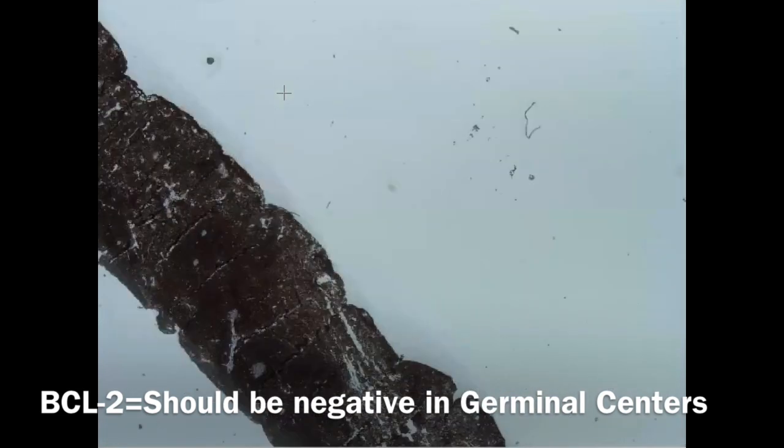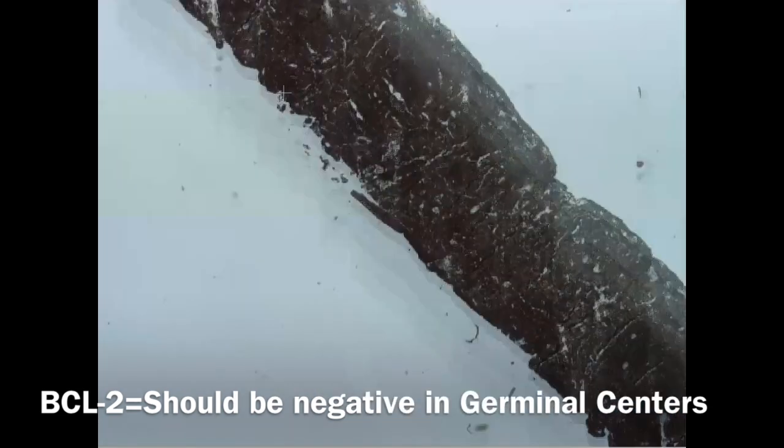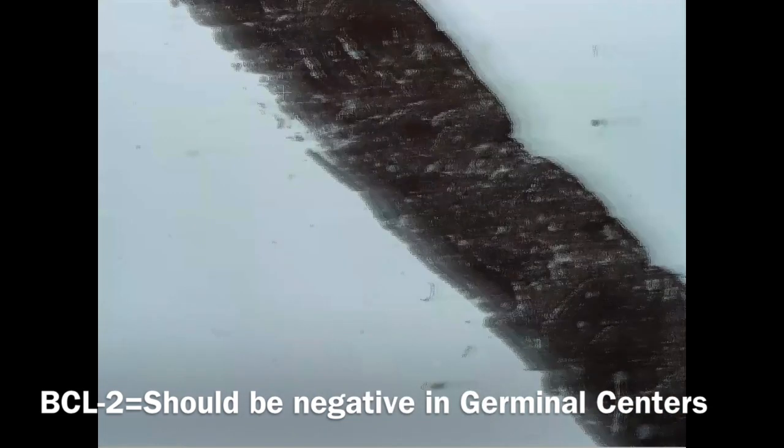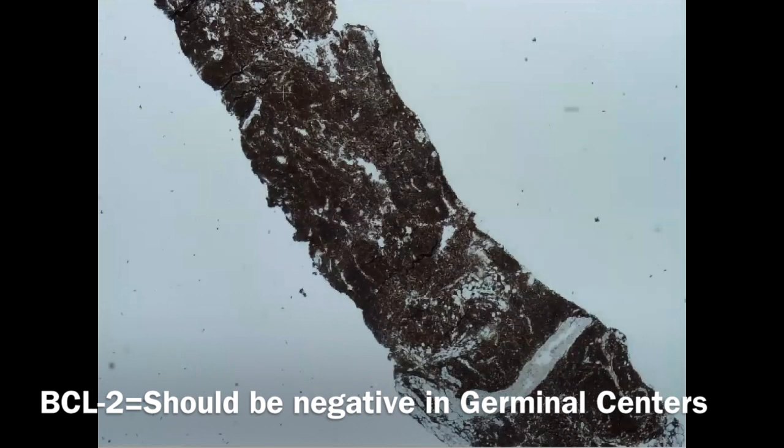This is the BCL2. And as you can see, it's diffusely positive all through the lymph node. So for sure, we have something wrong going on with this proliferation.